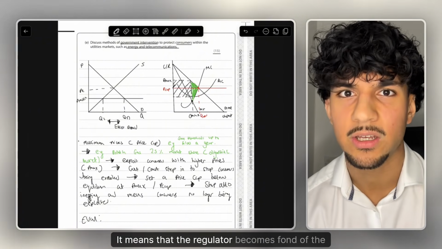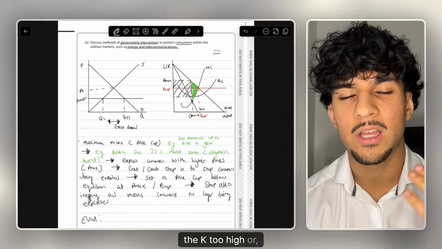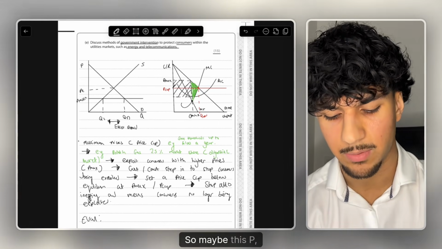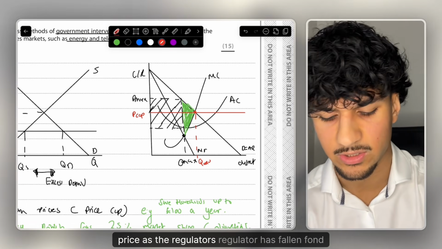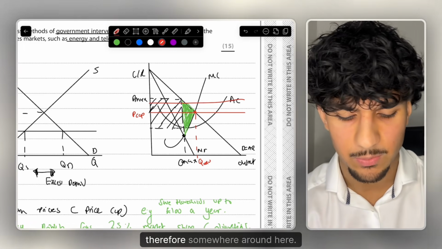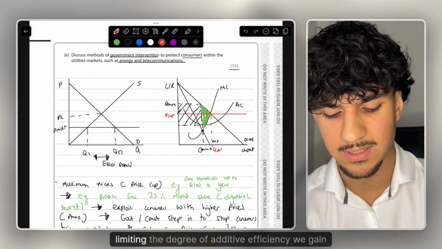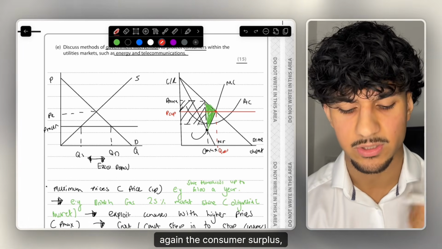It means that the regulator becomes fond of the firm they're regulating, and maybe they don't set the K too high, or they set the X too low. So essentially, the price cap is not where it should be. So maybe this P cap here is not at the allocatively efficient price, as the regulator has grown fond, therefore somewhere around here. Thus, of course, limiting the positive effects to consumers, limiting the degree of allocative efficiency we gain, the consumer surplus, the consumer welfare that benefits.